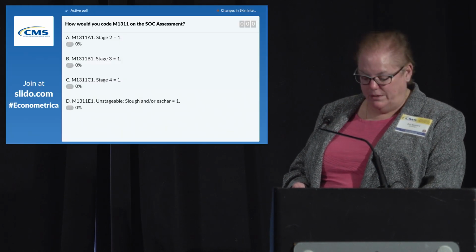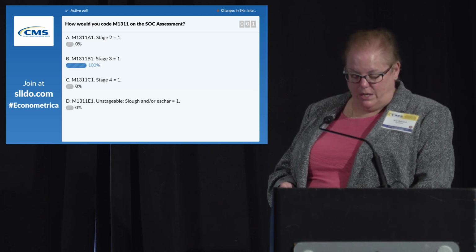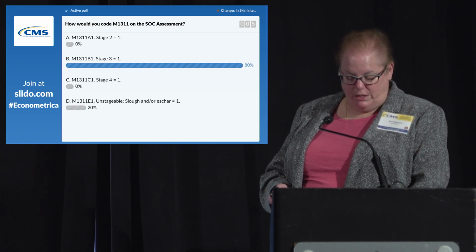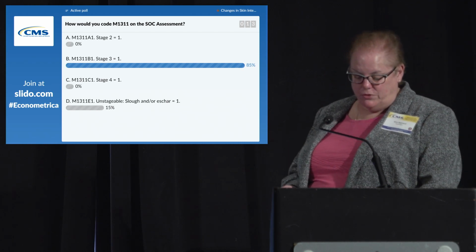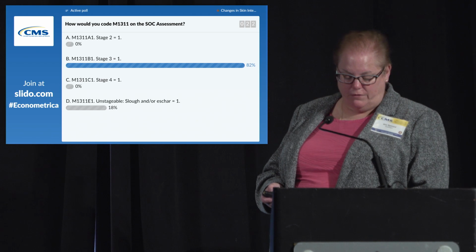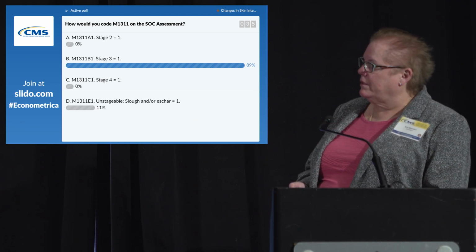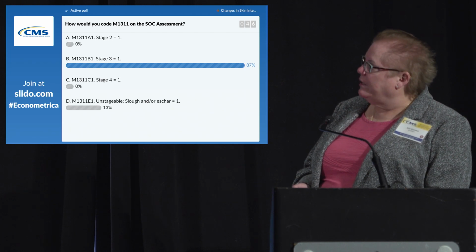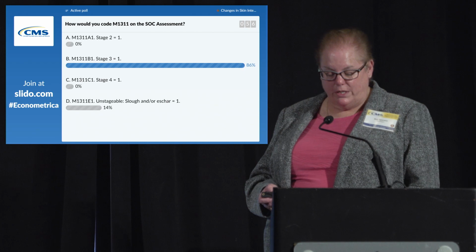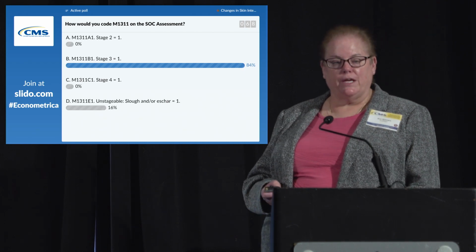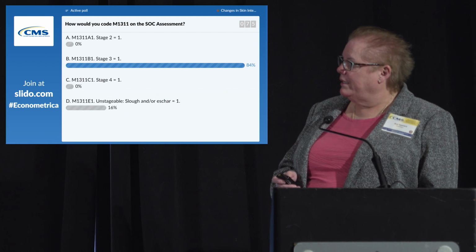Would it be M1311A1 stage 2, M1311B1 stage 3, M1311C1 stage 4, or M1311E1 unstageable slough or eschar? Okay, we're getting there. We have about 50 people who have responded. So again, this is the start of care assessment.